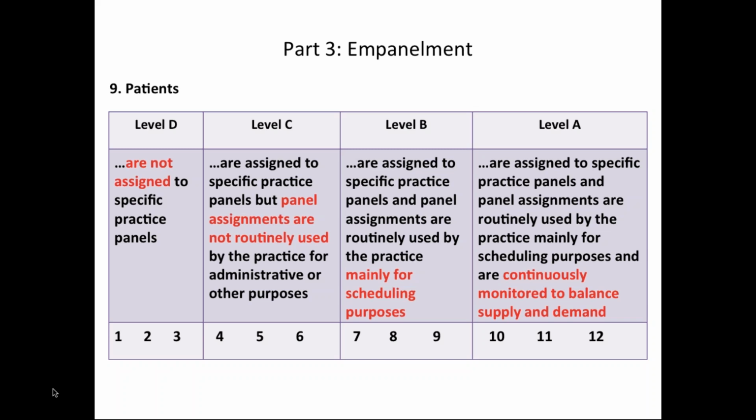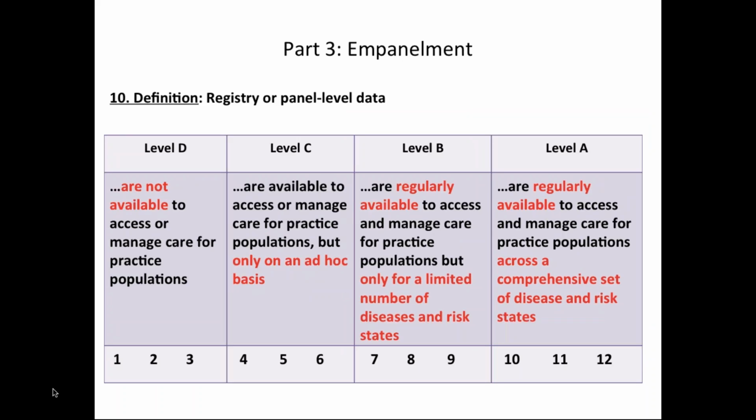as much as possible. And then at the highest level, not only are you doing that, but you're continuously monitoring the balance of supply and demand of appointments or other care types of services, so that you can close panels and open panels up depending on demand. There's also an emphasis on the data on who's in the practice, particularly pertaining to particular illnesses. So a kind of a registry functionality for that panel. At the lowest level, they're not available at all.